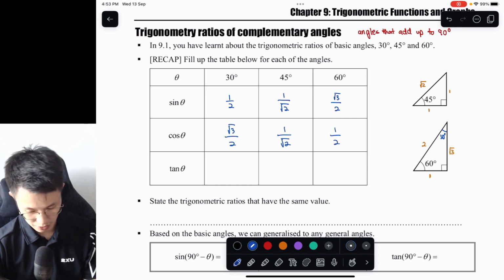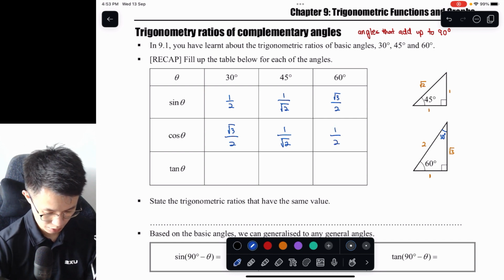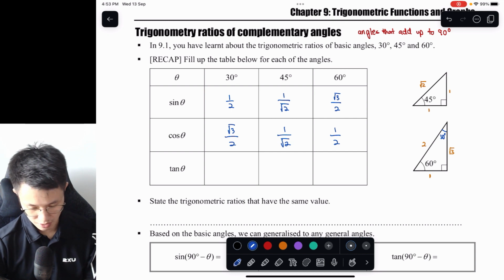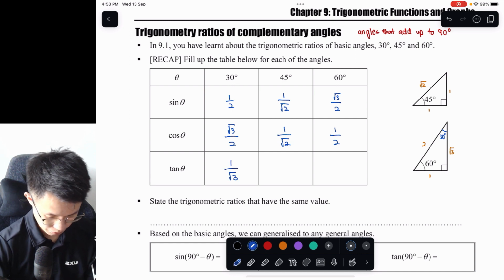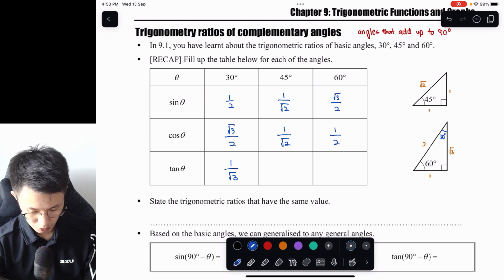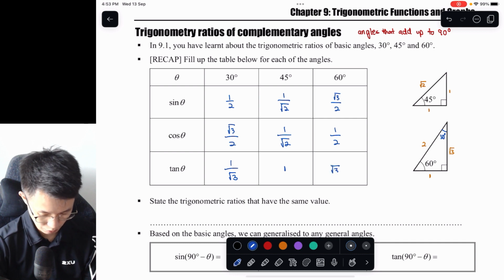Okay, and finally we have tangent. Tangent will just simply be opposite over adjacent. So this is 1 over square root 3. And over here, it will be just simply 1. And over here will be square root 3, which is just square root 3 over 1.